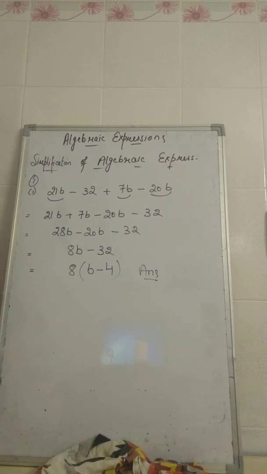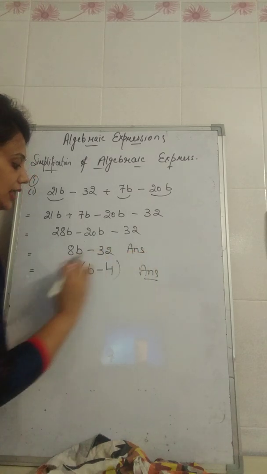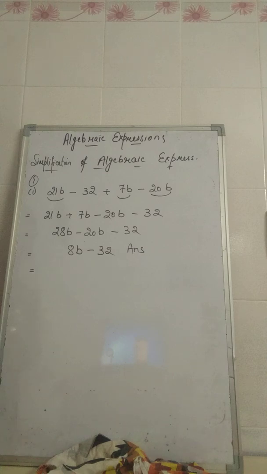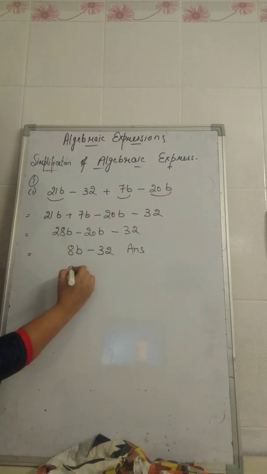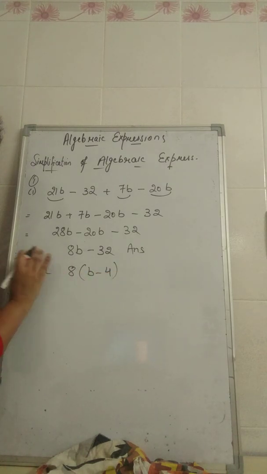Answer. As we are having a question of simplification, you can leave your answer here also, like this. It is 8b minus 32, or you can write it like this also, 8 bracket b minus 4. In any way you can give your answer.